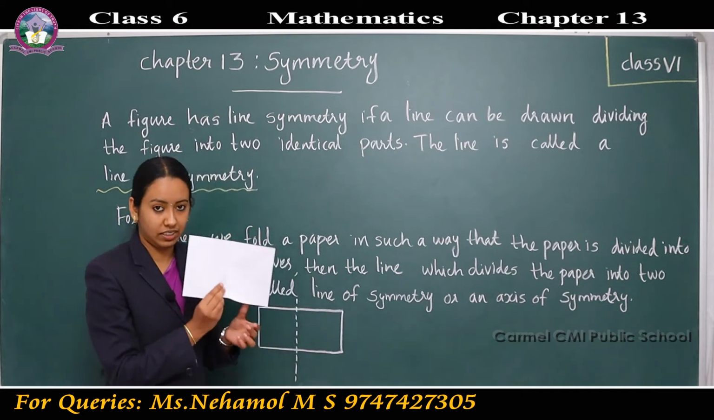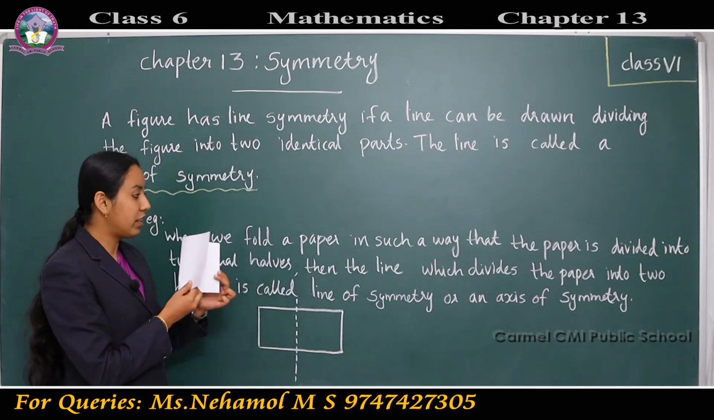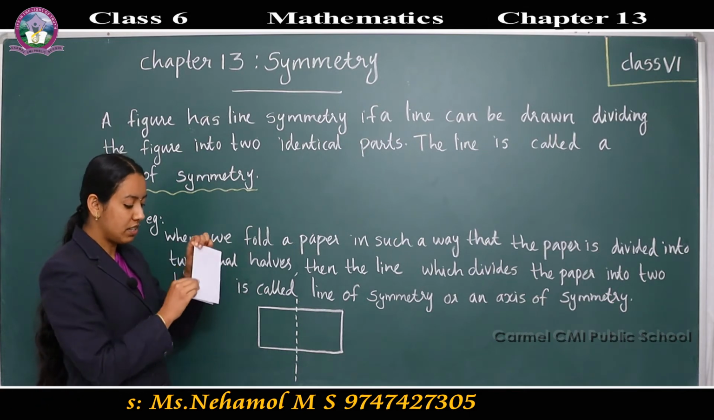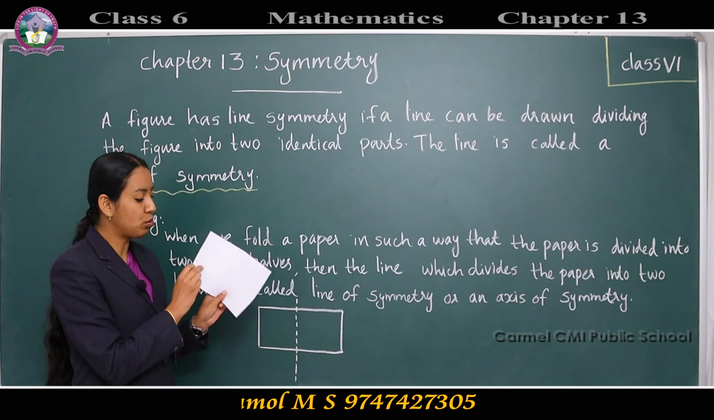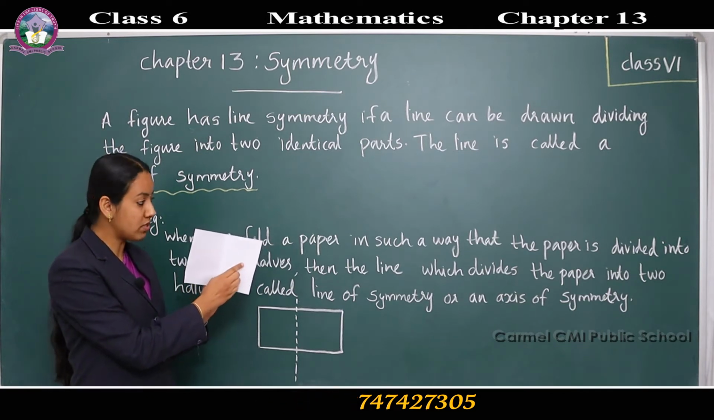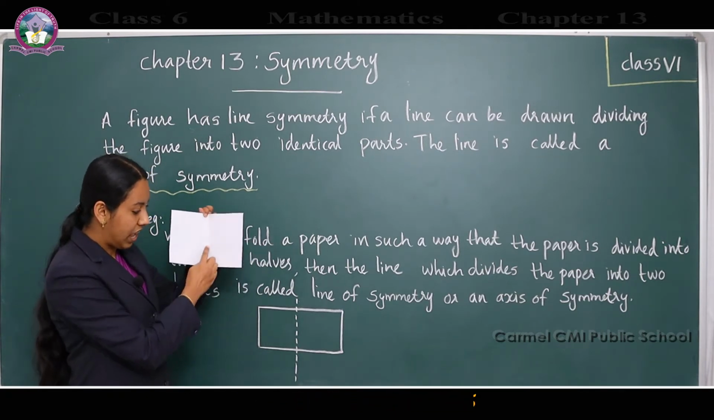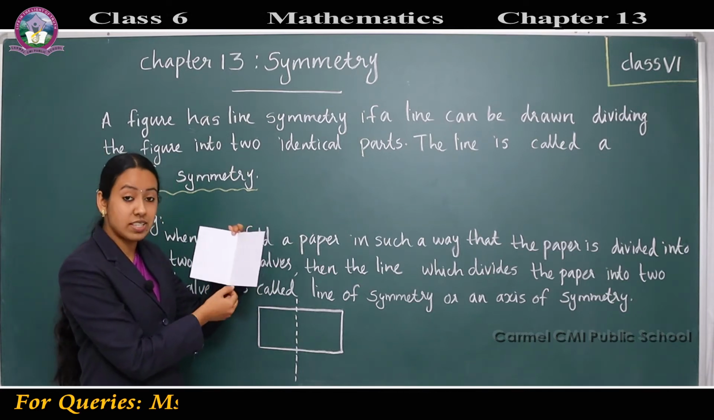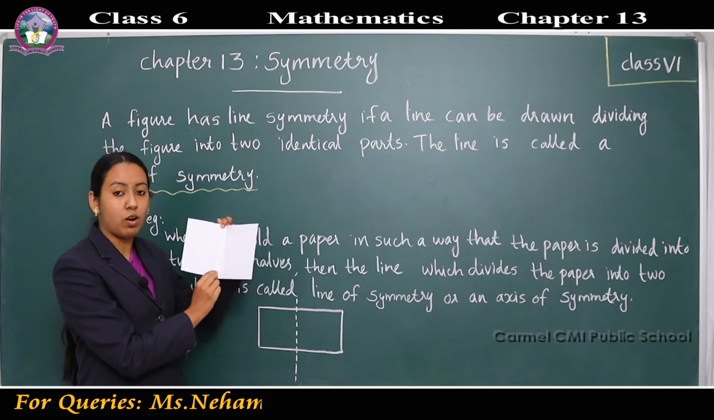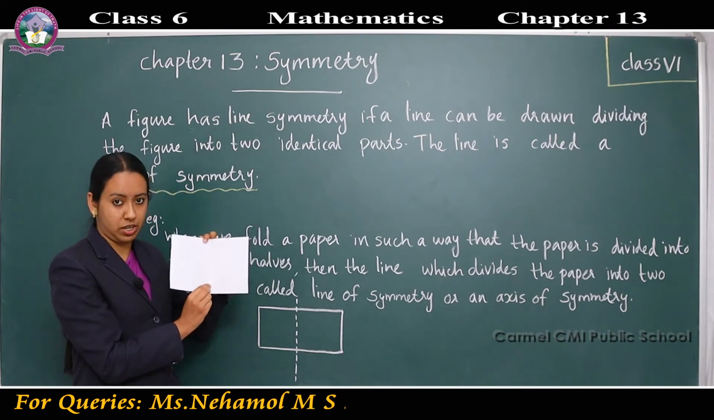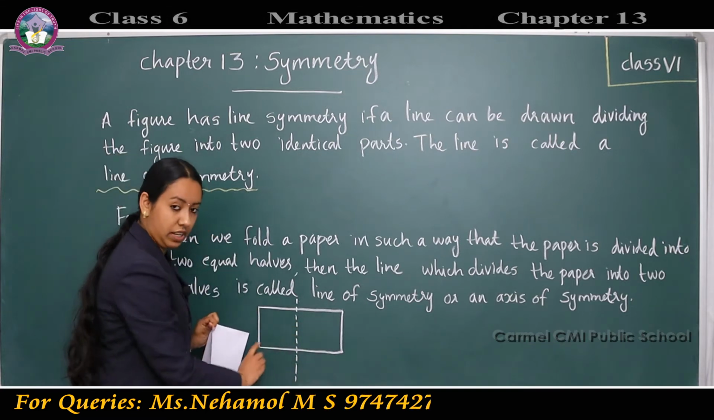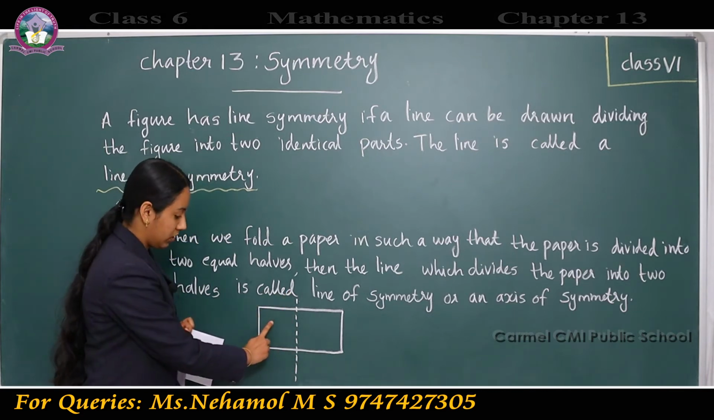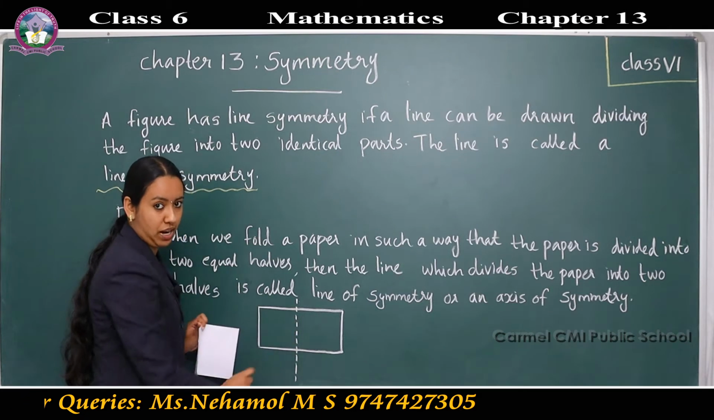Suppose the paper is like this. If we fold this paper in such a way that the paper is divided into two identical halves, then the line which divides the paper into two equal halves is known as the line of symmetry or axis of symmetry. It is represented here. This dotted line represents the line of symmetry. These two are equal parts.